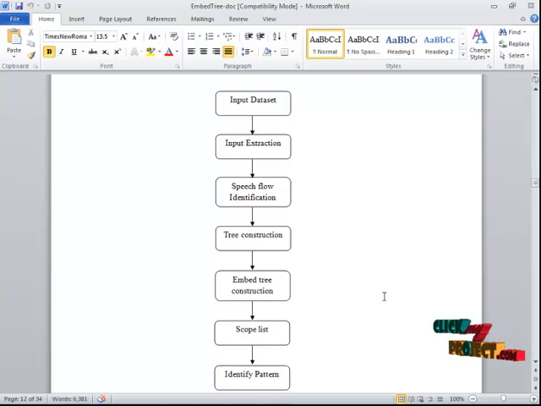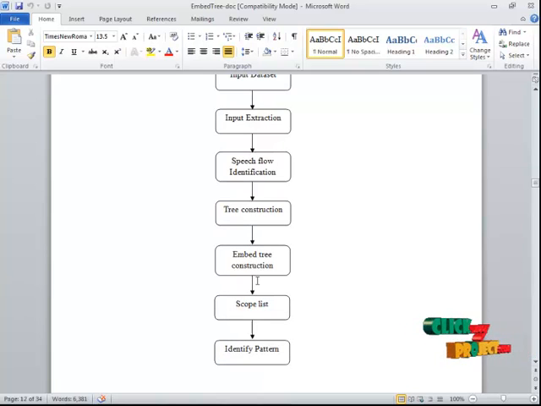After that, we have to identify each flow of the subtree. Then we generate an embedded tree with the help of the scope list. The scope list holds the flow and what each flow denotes. If the same flow denotes anything elsewhere, then it will be added to the previous parent node. After all this, we identify which one is the most frequent among the human interactions.